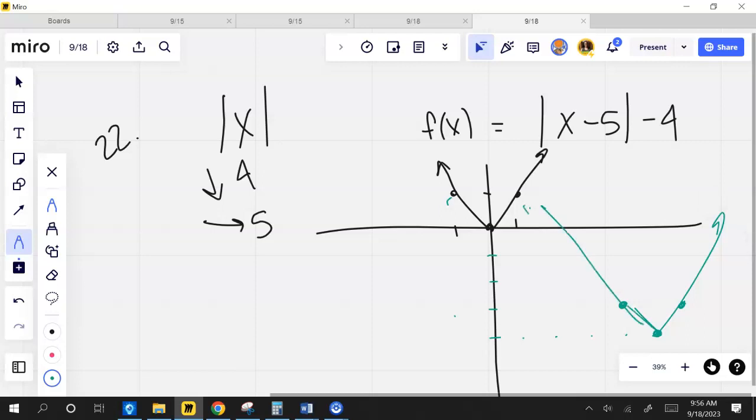Come on. What's the domain? Negative infinity to infinity. Left to right. And how about the range? There you go. Negative 4 up to infinity.